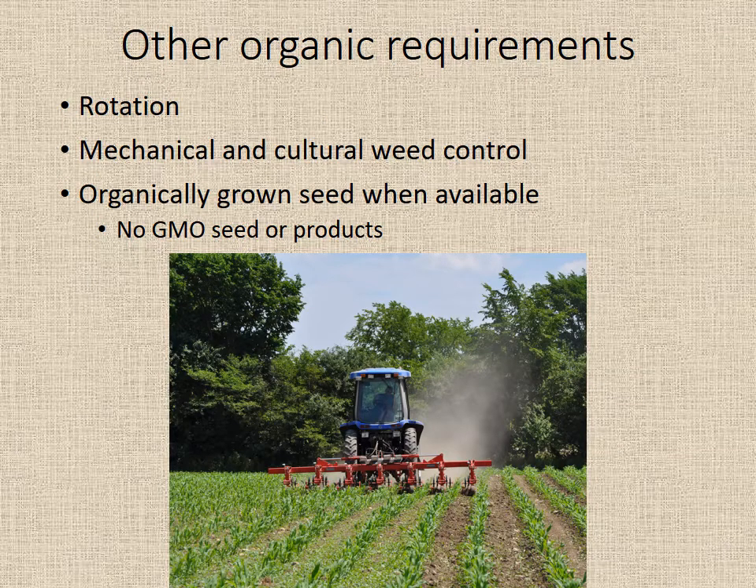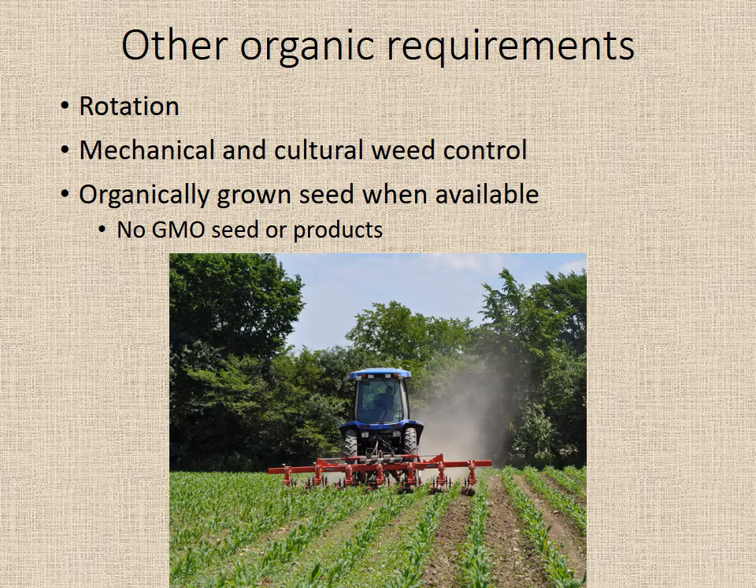Avoiding prohibited inputs is a big part of meeting organic requirements. But there are other elements to the organic standards that are equally important and have major implications for soil health in organic systems. Organic farmers can't grow just one or two crops. They must use a diverse rotation, which can mean including a wider diversity of cash crops and/or using cover crops. They have to use mechanical and cultural methods of weed control.